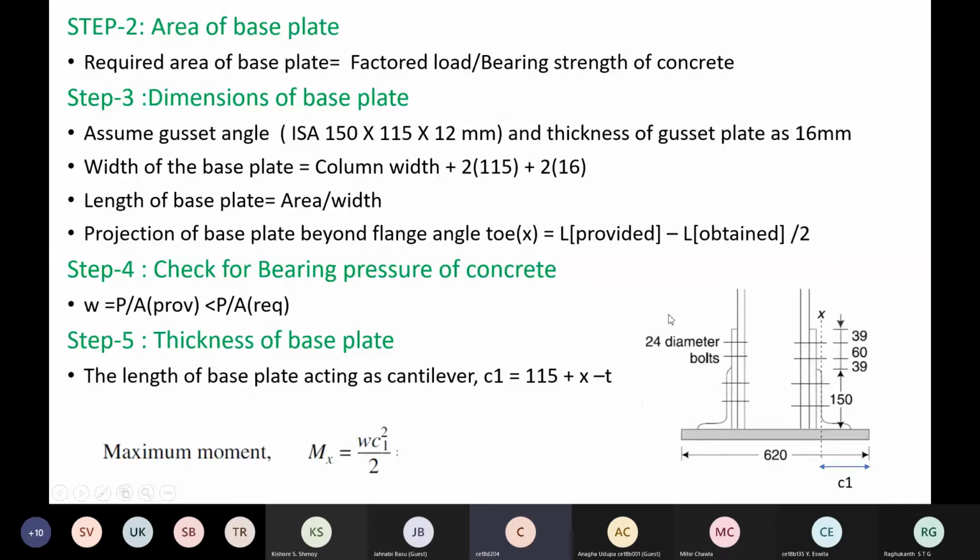Here you can see the configuration, how the base plate looks. Here is the angle, and here will be the gusset base. You need to find out what width is required. For that we know the column width as 350. We know that there are two angles. The resting length will be 115 and this side will be 150. So 2 times 115 plus 2 times the plate thickness plus the column width will give the total width of the base plate. Let me know what width of the base plate you got.